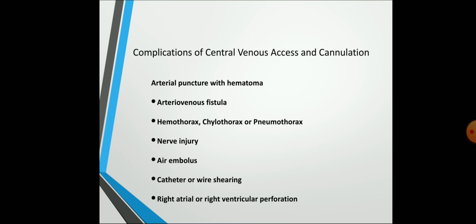The next thing is hemothorax, chylothorax or pneumothorax. Sometimes when you put the central line, or when you are injecting the guide wire, it can pierce the pleural cavity of the lung, and that can lead to pneumothorax and hemothorax. Chylothorax occurs if it pierces the thoracic duct. Then there can also be nerve injury, especially needle injury to the brachial plexus, or some of the nerves that are present in the neck.